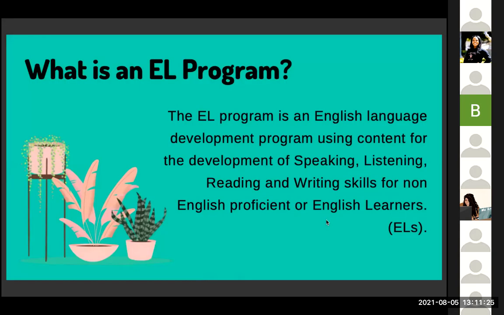So what is an EL program? The EL program is an English language development program using content for the development of speaking, listening, reading, and writing. So there's really those 4 skills that we're focusing on. And these are for non-English proficient or English learners known as ELs. We no longer really refer to them as ELLs, English language learners, we just say EL. And so let's go to the next one.